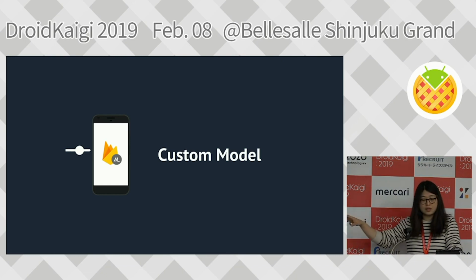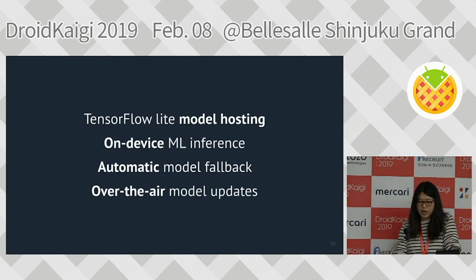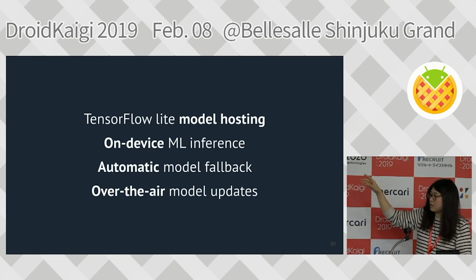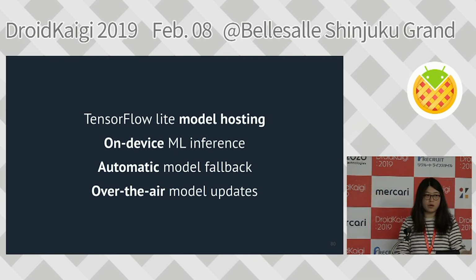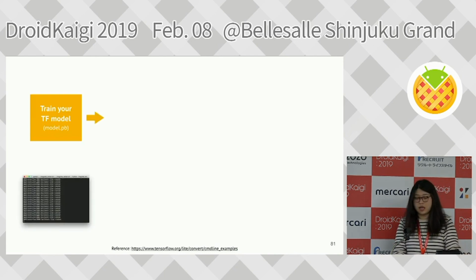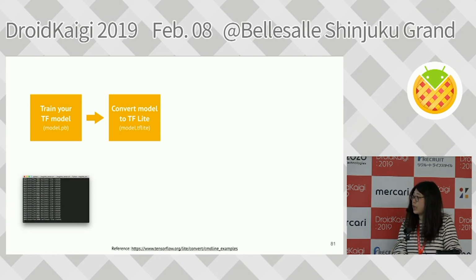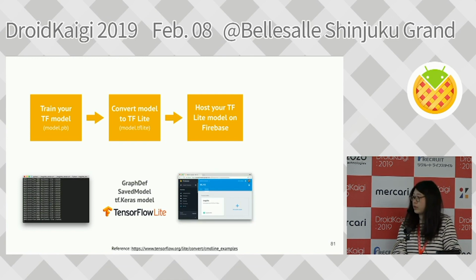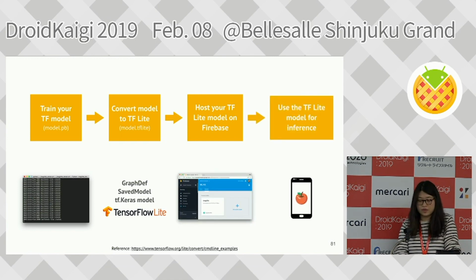What I'm most interested in is the custom models API. So the custom models actually host your TensorFlow Lite model, and it does on-device ML inference just as TensorFlow and TensorFlow Lite. It actually falls back to the models on device if the downloading is not successful, and it can do over-the-air model updates. What you have to do is train your TensorFlow model first, just as I showed before. Then you convert it to the TensorFlow Lite format. Then you just upload it to Firebase with the dashboard. Then you can use it inside your mobile apps.